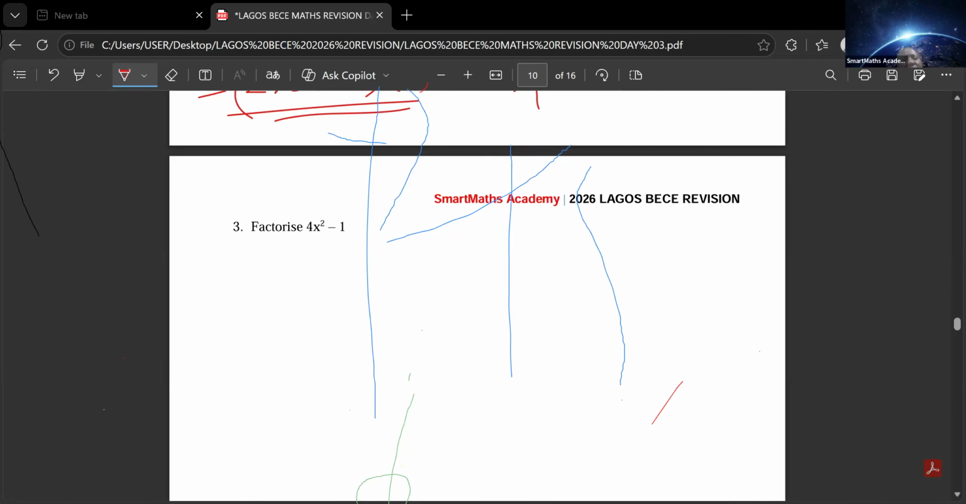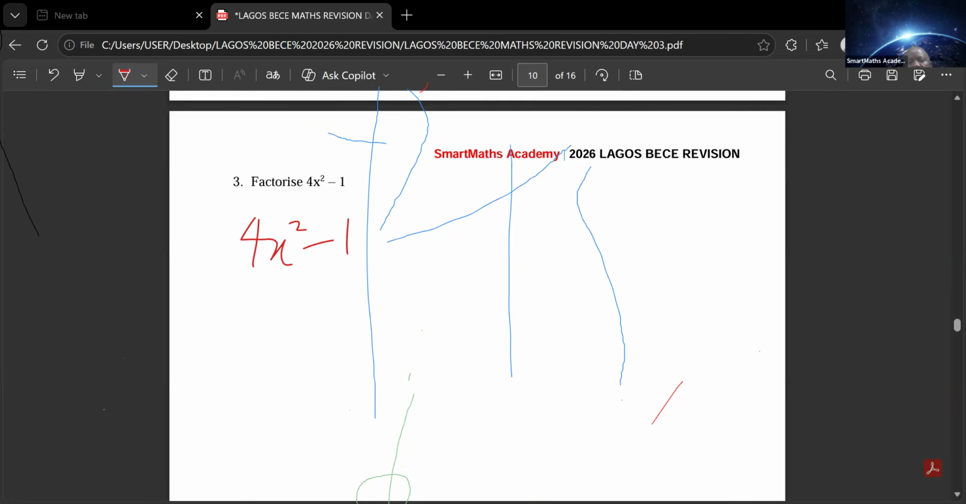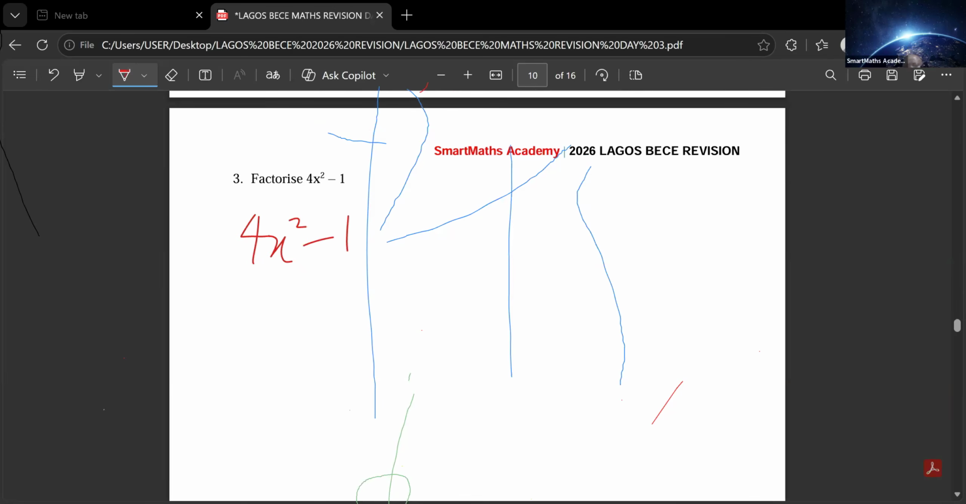Factorize 4x squared minus 1. You'll be saying, Mr. Aku, which kind of question is this one? I don't understand. This one is hard though. We cannot do this one. But it's very easy. 1 is a square number, because when you multiply 1 by itself, you still get 1. So what you are going to do is just, okay, 4 is what? 2 squared, x squared. Then 1 squared. So that means you're going to have 2x plus 1 and then 2x minus 1. That's the answer.